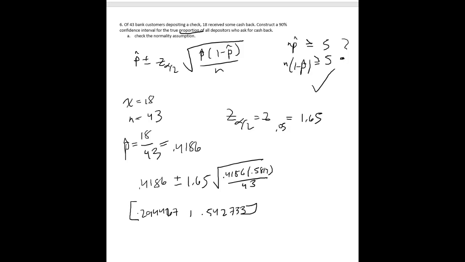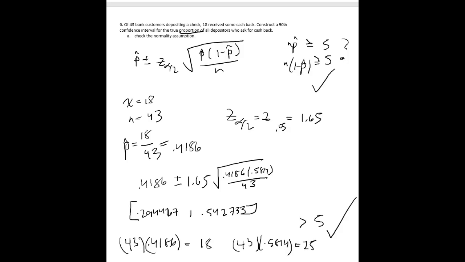And then we check the normality assumption. Our n is 43 times our p, and that is equal to what? That's equal to 18. And 43 times our 1 minus p, which is 0.5814, is equal to 25. These are both greater than 5, so our normality assumption checks out. All right, so on to the next thing.